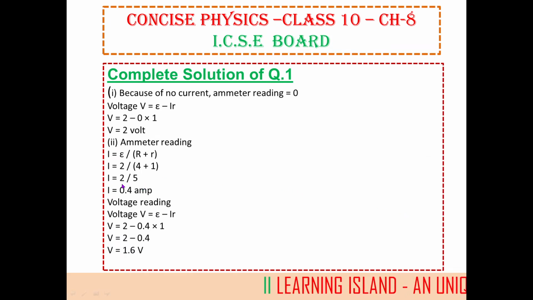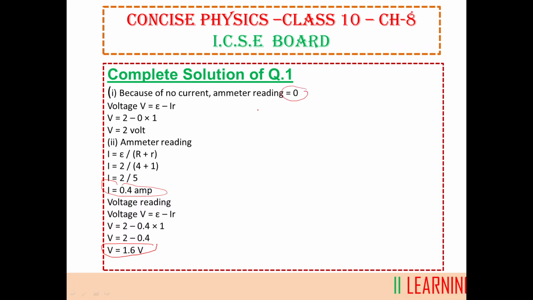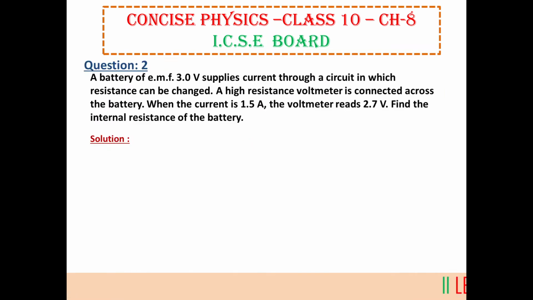You see the current is coming 0.4 ampere here, and the voltage is coming 1.6 in the second case. In the first case the current was 0, because the circuit was open, and the voltage is equal to the EMF, 2 volt. So hope this is clear. And I go to the next question, question number 2.